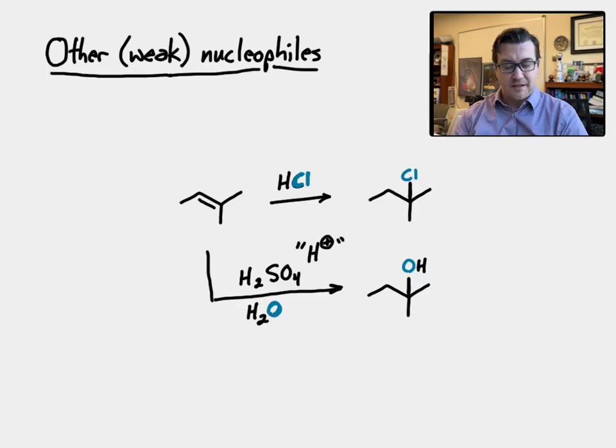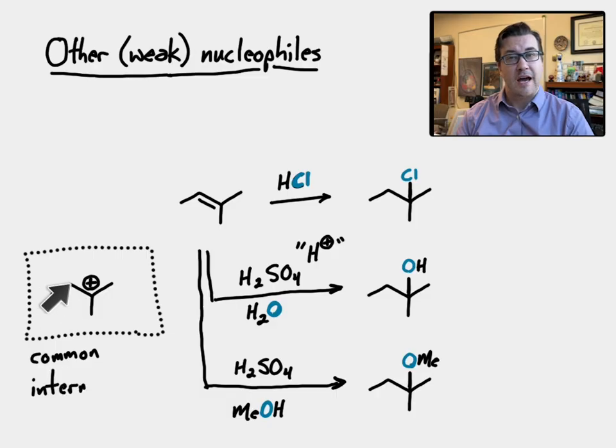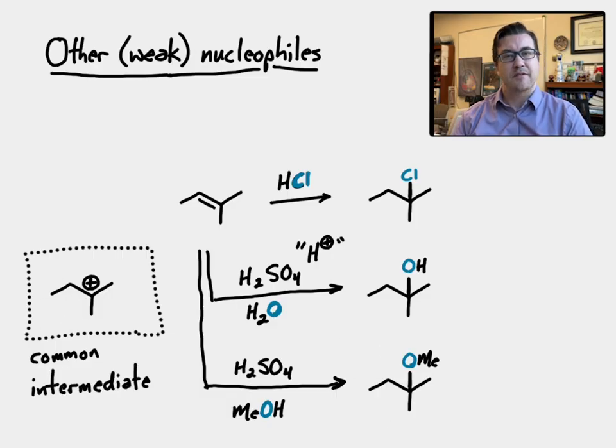If you did this reaction, and again, we can mechanistically think of sulfuric acid as H+, if we did this reaction instead in methanol, we would end up with this methyl ether product, where the methanol is adding into this tertiary carbocation, which is a common intermediate across all of these reactions. And if you have questions about how those mechanistic steps work for this, please look at the previous videos on SN1 chemistry or on the ether synthesis or alcohol reactivity videos posted in the previous chapters.